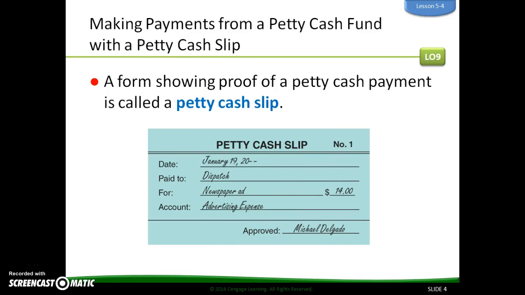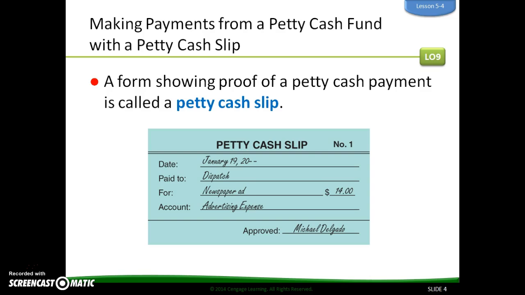Once you have a petty cash fund, you need to establish some kind of controls and have something in place so that you have good records for this money that you've got just sitting in a drawer somewhere. A great way to do that is what's called a petty cash slip. You can see on that slip, it really tells you who you paid the money to, what you paid it for, and what account this is going to be posted to when you actually start posting your transactions.